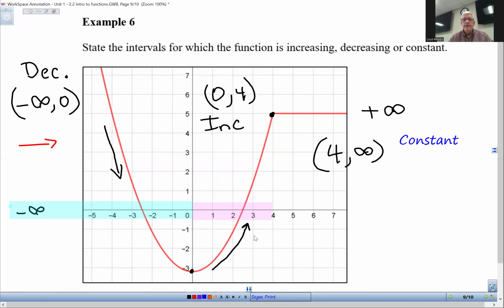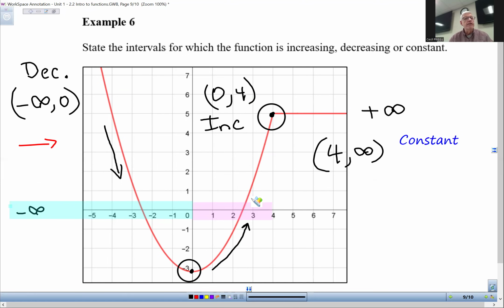Now, why do we use parentheses for all of these? Well, at each one of these points, these are called points of inflection. This is where the graph is changing direction. So it's not increasing or decreasing or constant. It's actually changing at that point. That's why we don't include 0 and 4 in our intervals for decreasing, increasing, or constant.